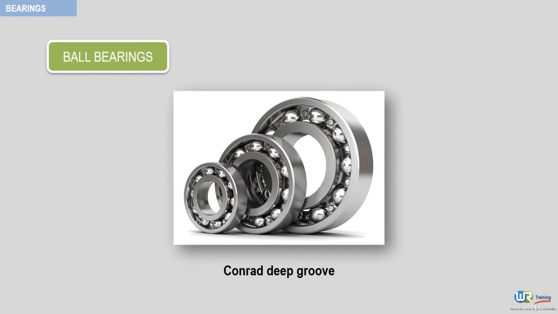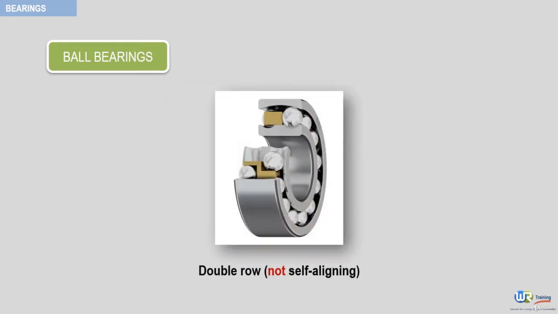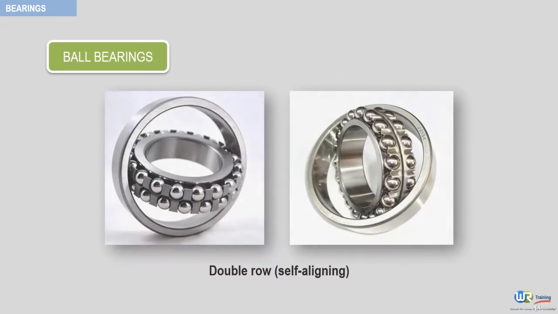The second type is called double row not self-aligning. These bearings have two rows of balls and can handle 50% more radial load than the Conrad type bearing. Alignment for these bearings is very critical. Next we have the double row self-aligning bearing. These bearings have two rows of balls and they can handle some shaft misalignment. The axial or thrust loading is limited.